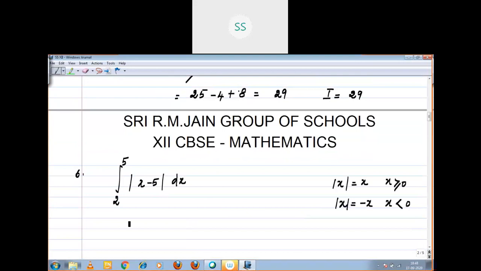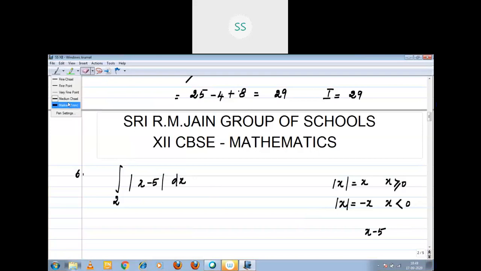modulus x equal to x when x greater than or equal to 0, modulus x equal to minus x when x less than 0, right? Now using this, I'm going to convert the given integrand into the simplest form. How I'm going to convert it, you have to listen. First of all, we want to find which is the breaking point, right?